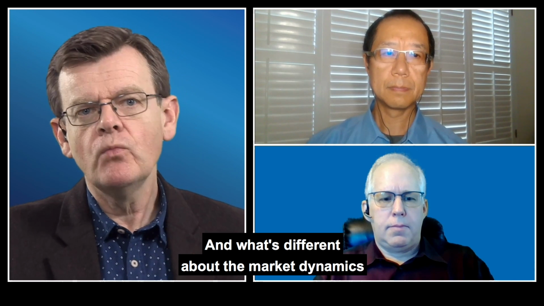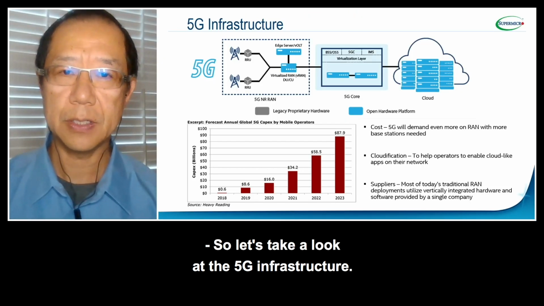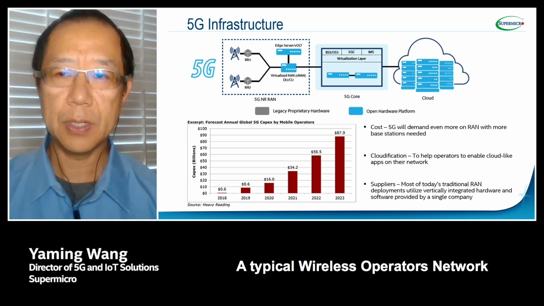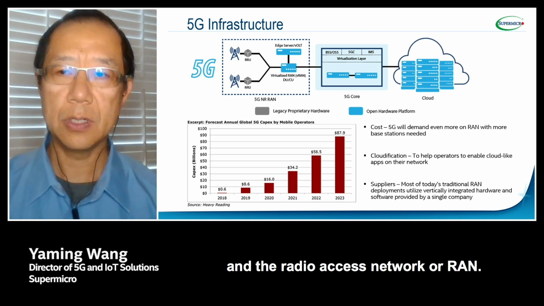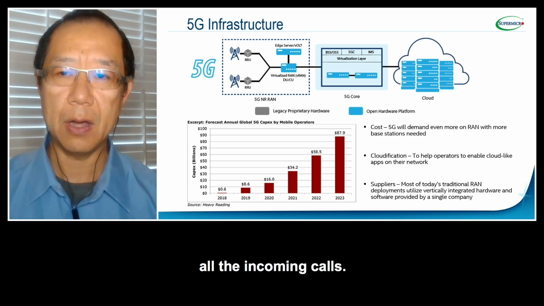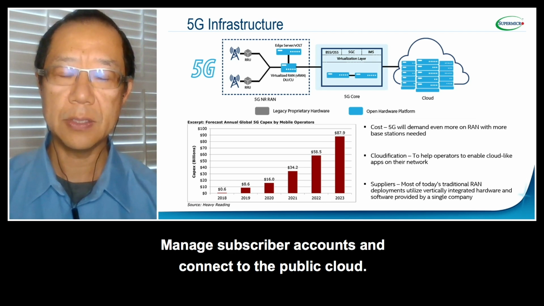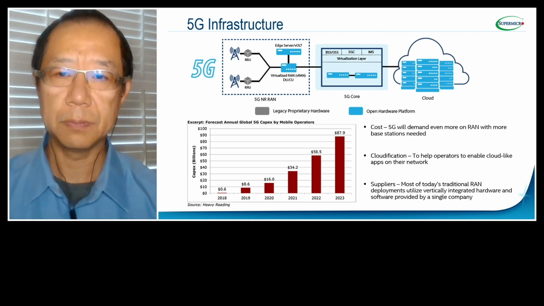Yaming, what does the 5G infrastructure market look like, and what's different about the market dynamics in terms of closed versus open systems? So let's take a look at the 5G infrastructure. A typical wireless operator's network has two major components: the core network and the radio access network, or RAN. The core network is where they will route all the incoming calls, manage subscriber accounts, and connect to the public cloud. RAN is where the end device, such as a cell phone, communicates to the network.